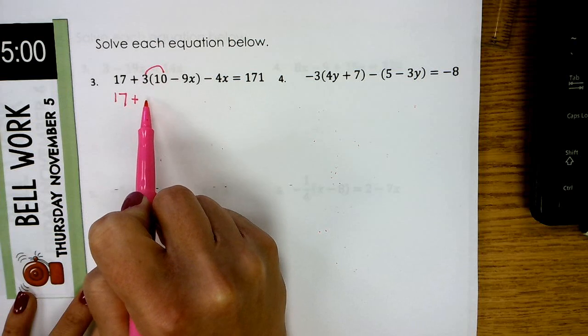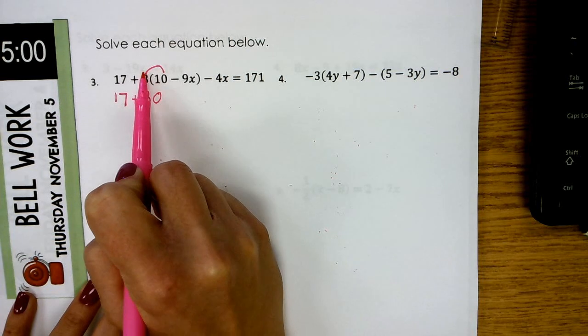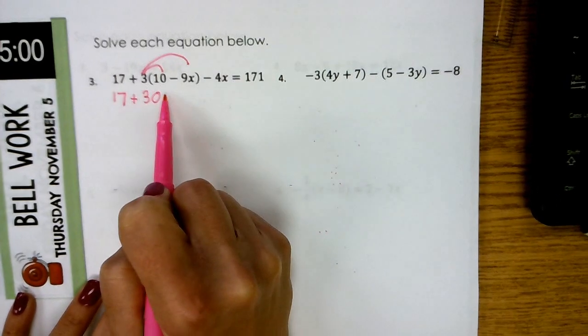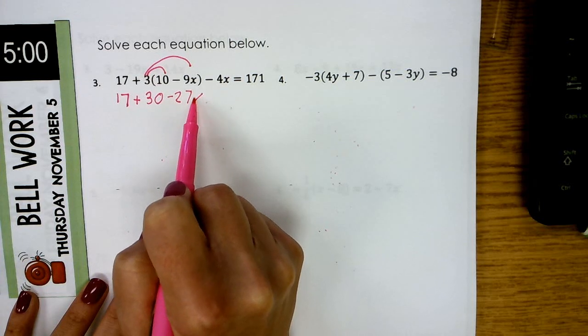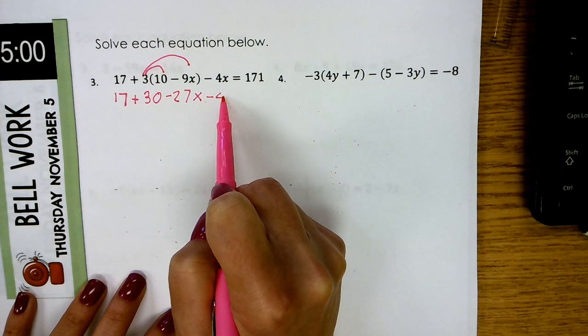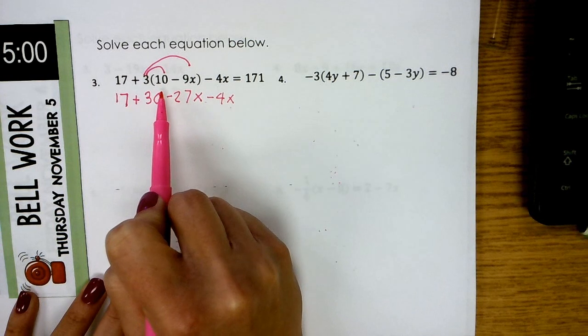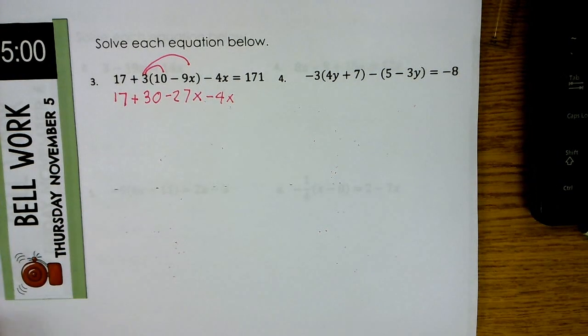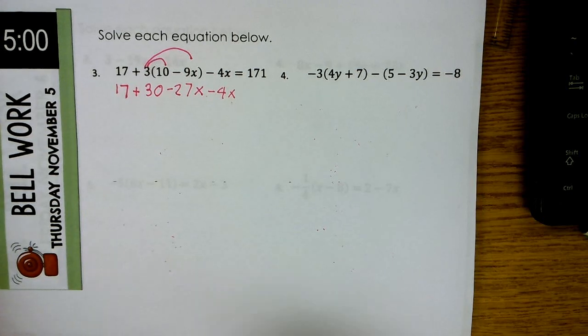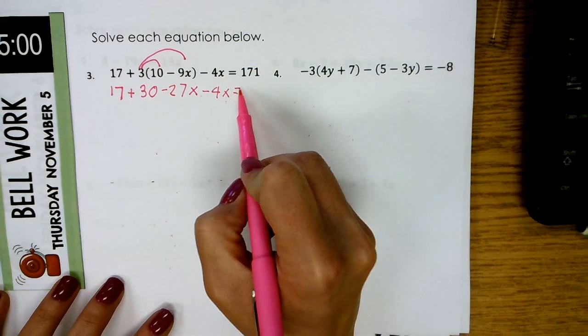So 3 times 10 is 30. 3 times negative 9x would be negative 27x. Minus 4x, we just bring that down. Again, we don't distribute the 3 to the 4x because the minus 4x is not inside the parentheses. Equals 171.